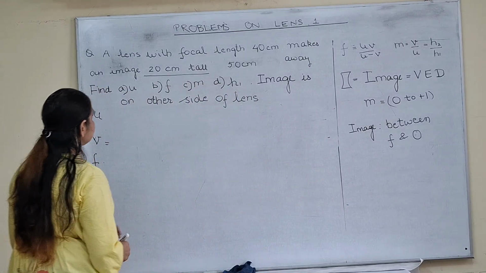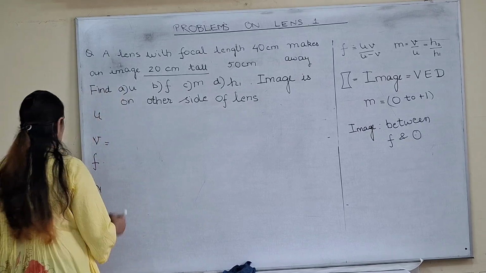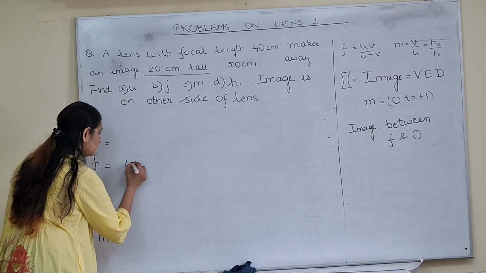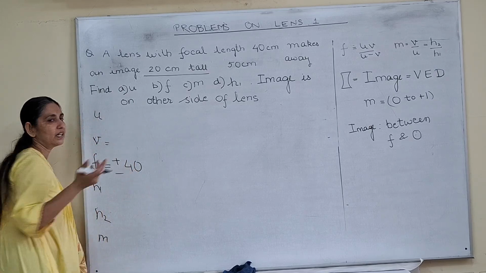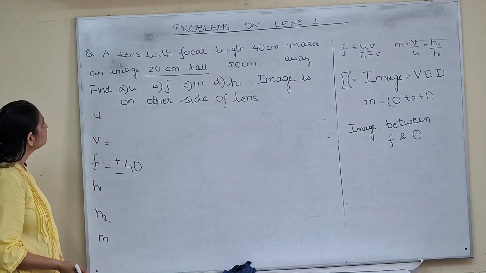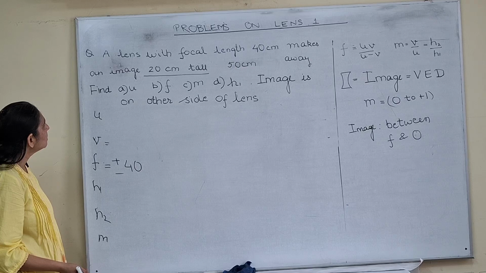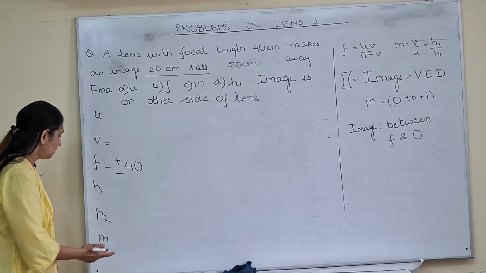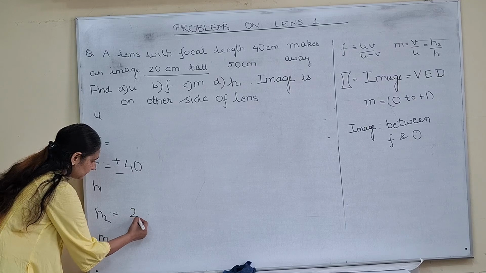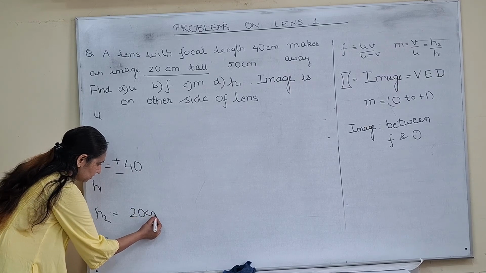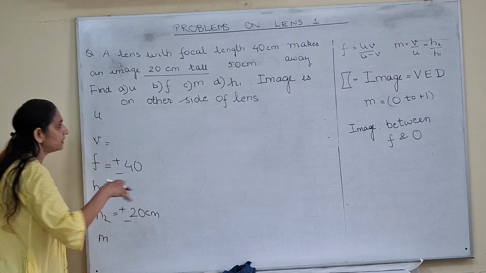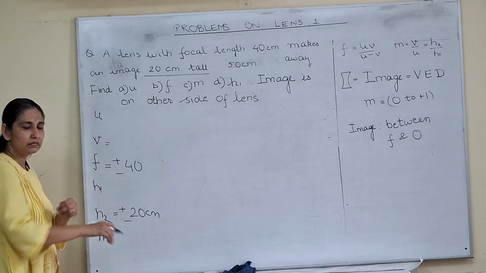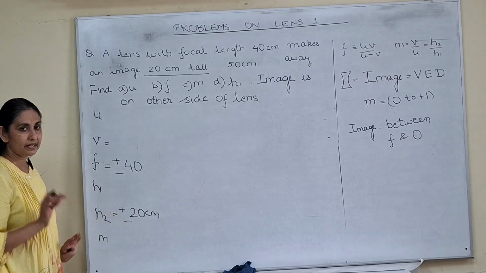a lens with focal length 40. Okay, focal length is 40, but we don't know plus or minus because we don't know which kind of lens is it. Then makes an image 20 centimeter tall. Image is 20 centimeter tall, but we don't know again उस साइड बन रही है कि इस साइड बन रही है.